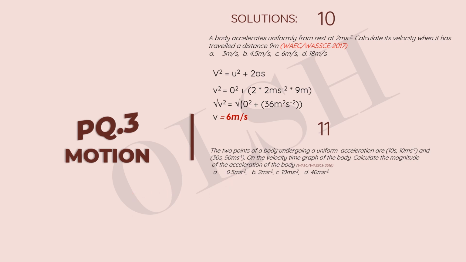Okay, so what they're trying to say is that we have something like a velocity time graph, where this side represents velocity, and this side represents time, and they're saying there is a uniform acceleration. So let's say this here is 10 seconds, and then 10 here is 10 meters per second. So it comes up to 50 meters per second at 30 seconds.